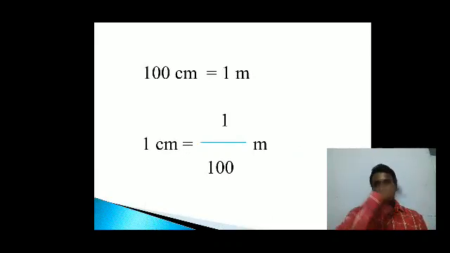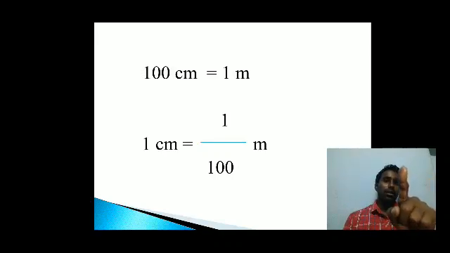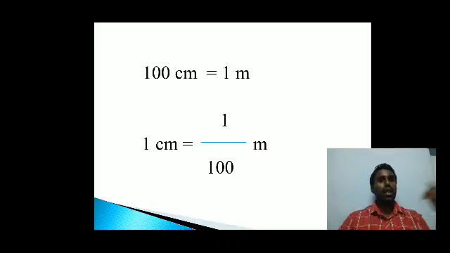Okay, next one. Based on this we are going to solve problems, so remember that. Sir, how does 1 centimeter equal 1 by 100 meter come? See here, the 100 goes from the left side to the right side, so it becomes division. 100 centimeter is 1 meter, divided by 100, that means 1 by 100 meter. So remember that 1 centimeter is equal to 1 by 100 meter.